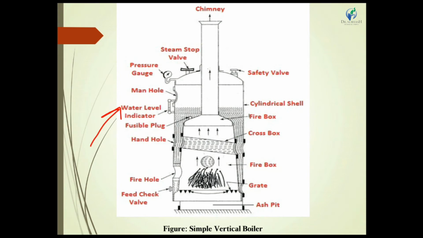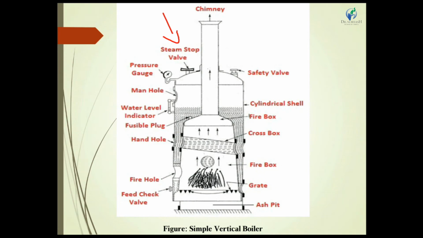Water level indicator: the water level indicator shows the water level inside the boiler, whether it is low level, higher level or medium level. Manhole: this is also used in the stop or shutdown condition for cleaning the inside of the boiler. There is a pressure gauge to know the pressure inside the boiler, how much pressure it is operating at. Next is the steam stop valve.